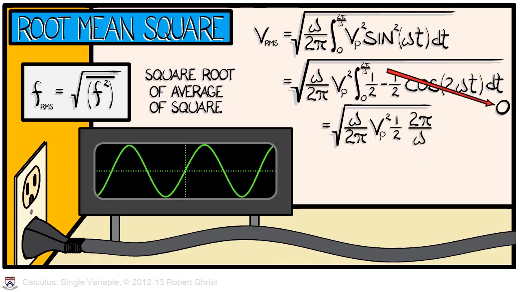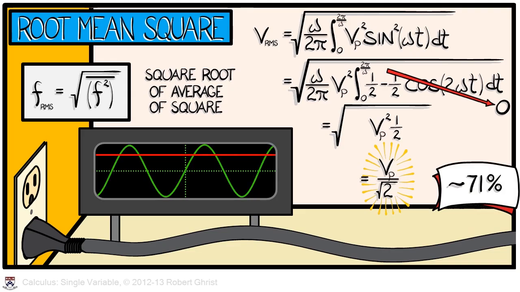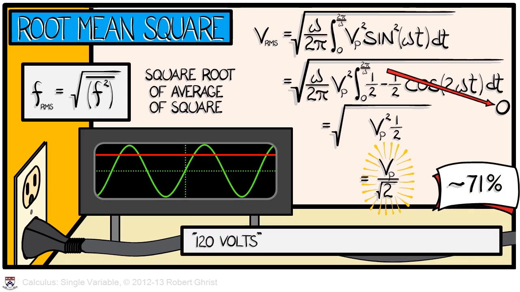Well, that evaluates simply enough and, wonderful to say, cancels the period, and we're left with Vp over the square root of 2. Now, in practice, that works out to about 71% of the peak voltage. That's what the root mean square is. So if you see something that is labeled at 120 volts, what you're really getting is that root mean square voltage. The peak voltage is actually bigger, almost 170 volts.